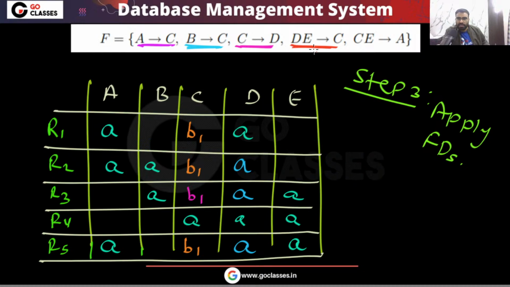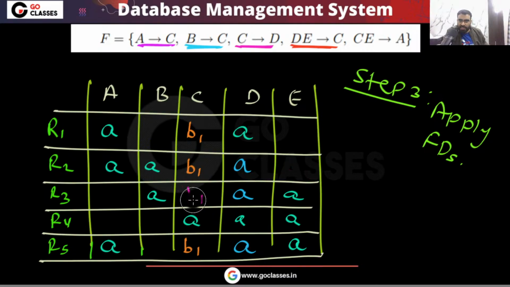But you can notice that look at these tuples. They have same DE value. So according to this functional dependency, whenever two tuples have same DE value, they must have same C value. So here we have same DE value A. So these three tuples must have same C value. But remember, we are interested in the A entries. So B1, A, they are same because in these three tuples D value is same. So B1 is equal to A. Yes or no?